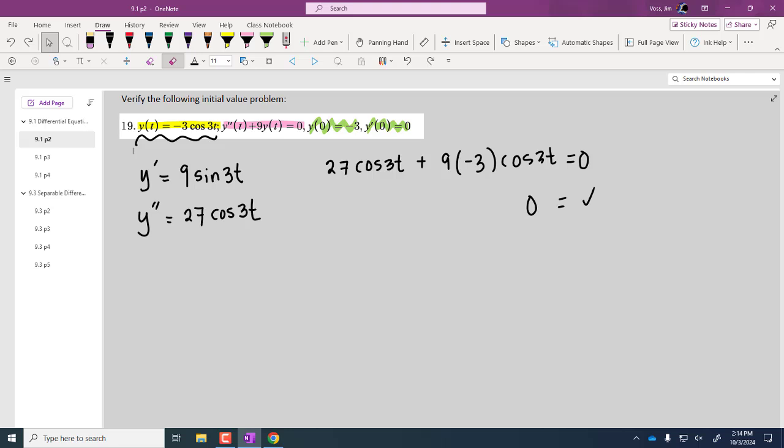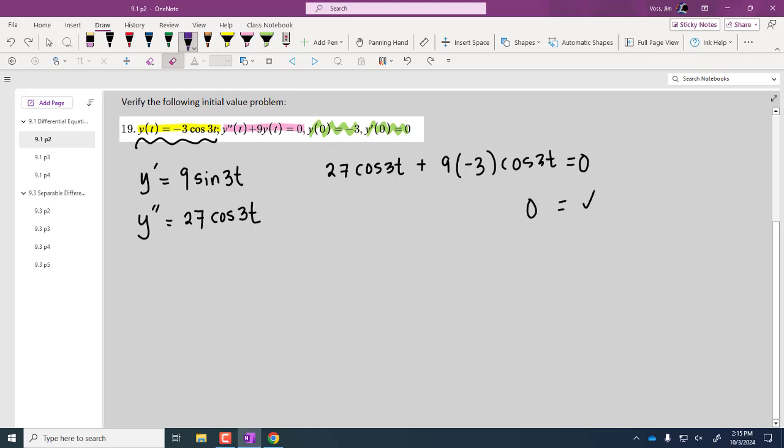And so what we want to do, if they give us something like this with an initial value problem, we just want to confirm, is it true that y of 0 is negative 3? We plug in 0 for the t. Cosine of 0 is 1. 1 times negative 3 is negative 3. That's what they have. So this initial value condition is checking. Right? That's true. And then we check the y prime of 0, make sure that it's true. Here's y prime. If you plug in 0, yeah, you get 0.